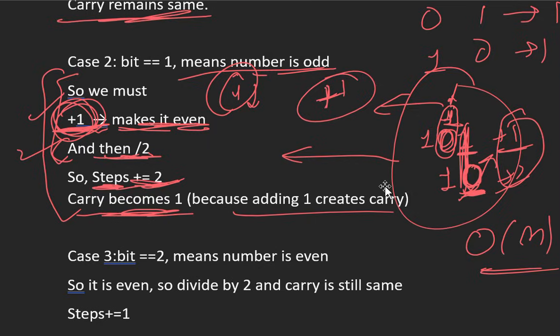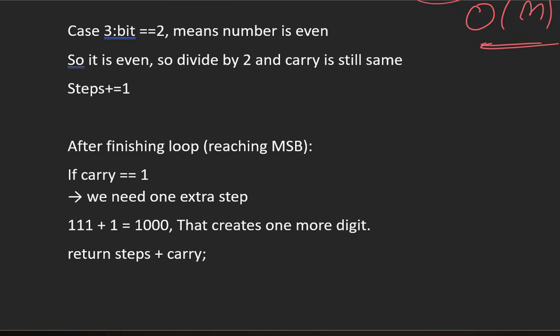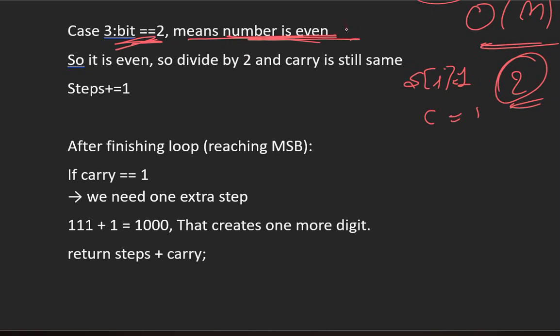Let's see case 3. Case 3 is, suppose our bit value is equal to 2. So suppose our s of I, string value is equal to 1, and carry is equal to 1. Then 1 plus 1, we will get 2, right? So our bit value is 2, meaning the number is even.